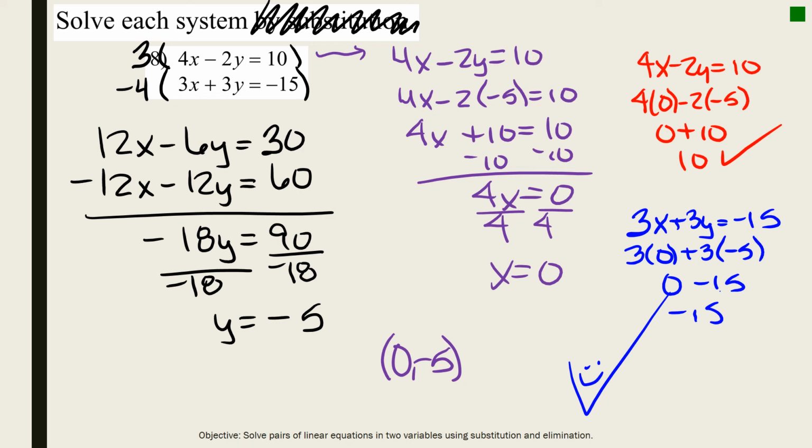Hey, if your teacher says, yeah, she should have used substitution, what she probably should have done on the bottom one is divide everything by 3, and then you would have gotten x plus y equals -5, and then you could have solved for x or y, and then you could have used substitution, or you could have done the top one and solved for y, and when you divide everything by 2, it works.